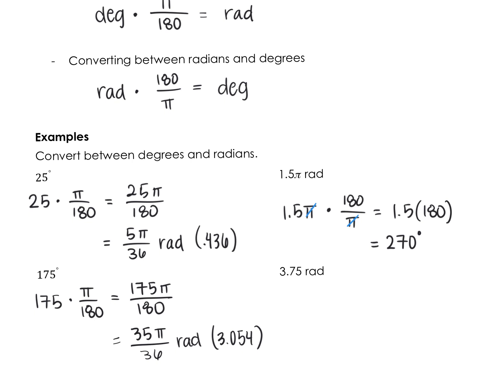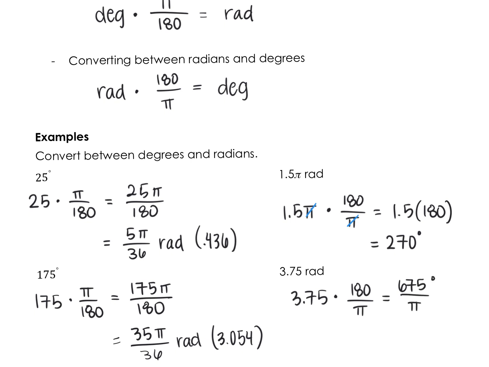So now we have 3.75 radians, and we want to convert that to degrees. So unlike my last example where I had pi, I don't here. So I have 3.75 times 180 over pi. So if your radians don't already contain pi, our angle measure is going to be a decimal. So I could leave this as a fraction. I could do 3.75 times 180, and I could leave it as 675 over pi degrees.